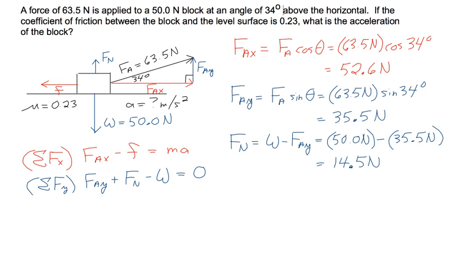So you basically just solve things as they open up and become available to solve, and eventually you'll get to the thing that they're asking for. So what's the next thing we can solve for? Friction, because I know mu and I know the normal force. If I know both of these, I can get friction. So my friction is going to equal mu Fn.